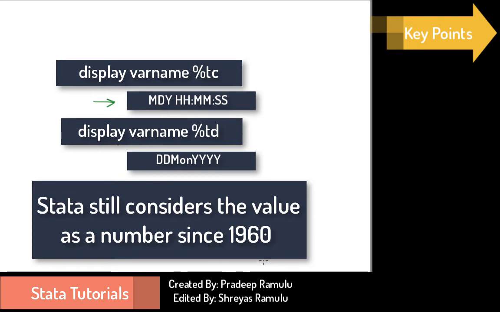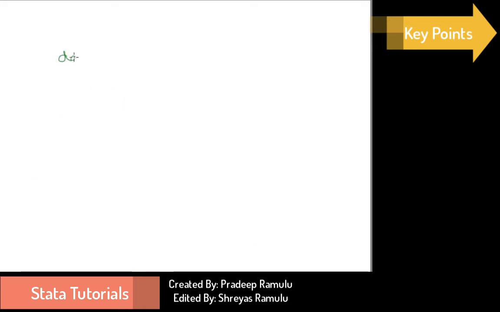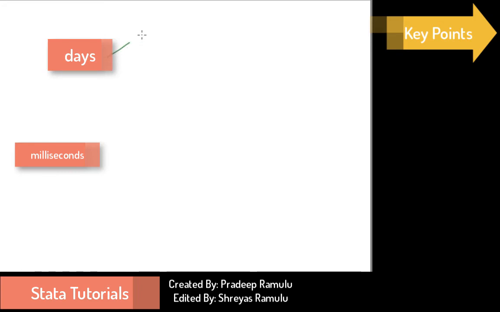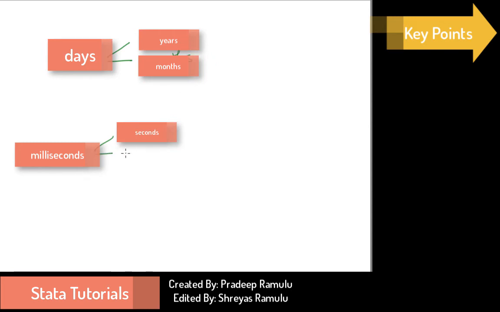So the final thing you may want to do is if you actually have something like days, or you have something like milliseconds, how do you actually convert that into numbers that you might actually care about? So instead of looking at days, you might want to look at years or months, for example. Instead of milliseconds, you may want to look at seconds or minutes or hours, right?